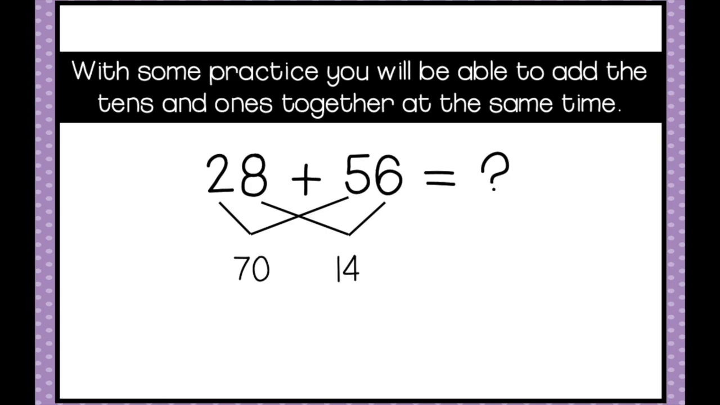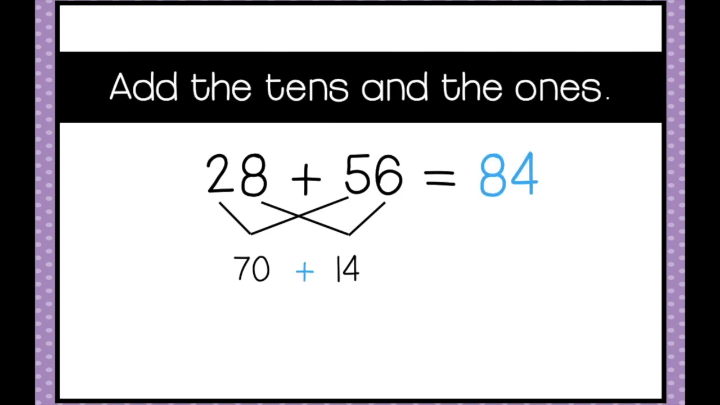With some practice, you'll be able to add the tens and the ones together at the same time to make this process a little faster. So let's go back to 28 plus 56. We've added the tens, which is 70. We've added the ones, which is 14. Now, you may be able to add 70 and 14 in your head, and that would equal 84. If you can do that, that's a lot less work.